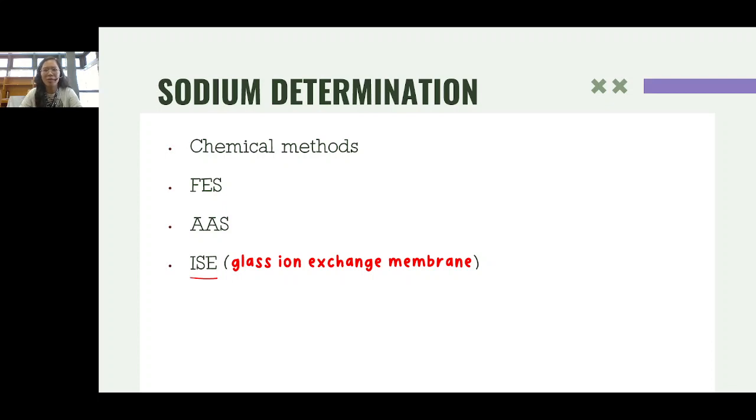If you still recall the discussion we had on your Pentra C200, I already mentioned that your Pentra can also be used to measure your electrolytes, which is under the principle of potentiometry, and that is with the use of your ion selective electrode. The ion selective electrode commonly used for the determination of your sodium would be your glass ion exchange membrane.